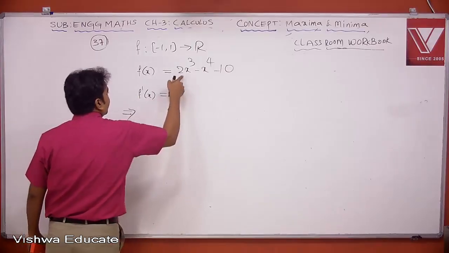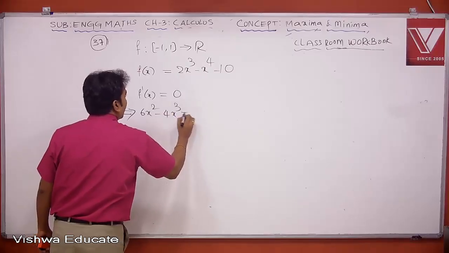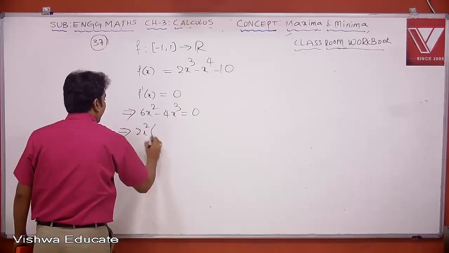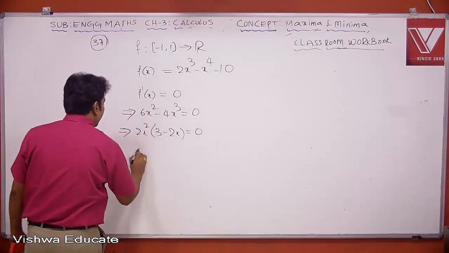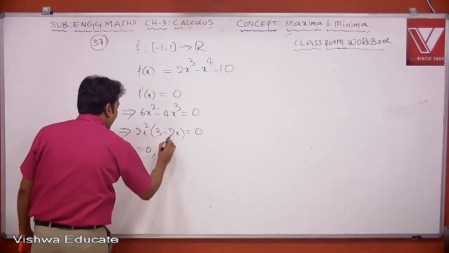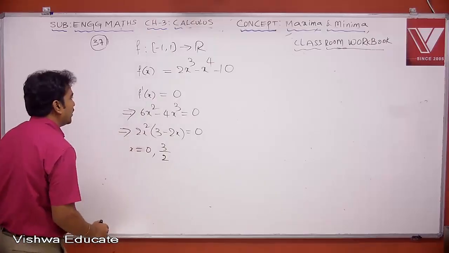So this implies 6x square minus 4x cube equal to 0. So you can take 2x square common. This is 3 minus 2x equal to 0. So therefore x equal to 0 comma 3 by 2. So these are my stationary points, 0 and 3 by 2.